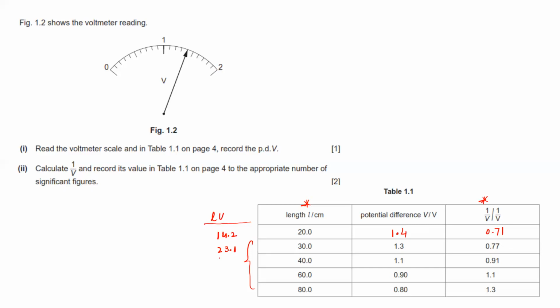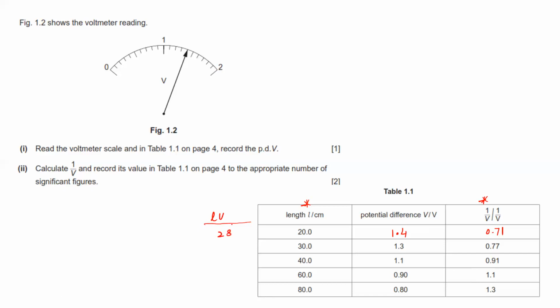So LV is 36.4. Then 60 into 1.1, 66. And then comes 80 multiplied by 1.3. Oh, sorry. So this is the wrong product I'm taking. So just multiply it with V. I'm multiplying it with this. So I apologize for that. So 20 into 1.4, basically 20 multiplied by 1.4, it comes out to be 28.